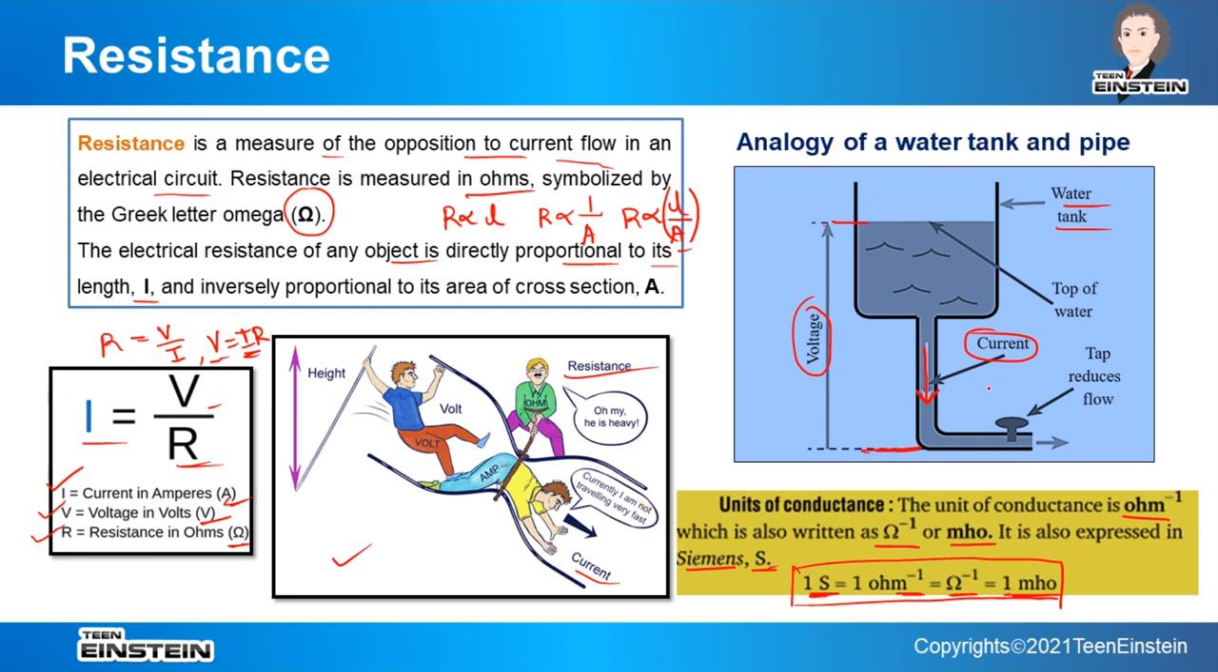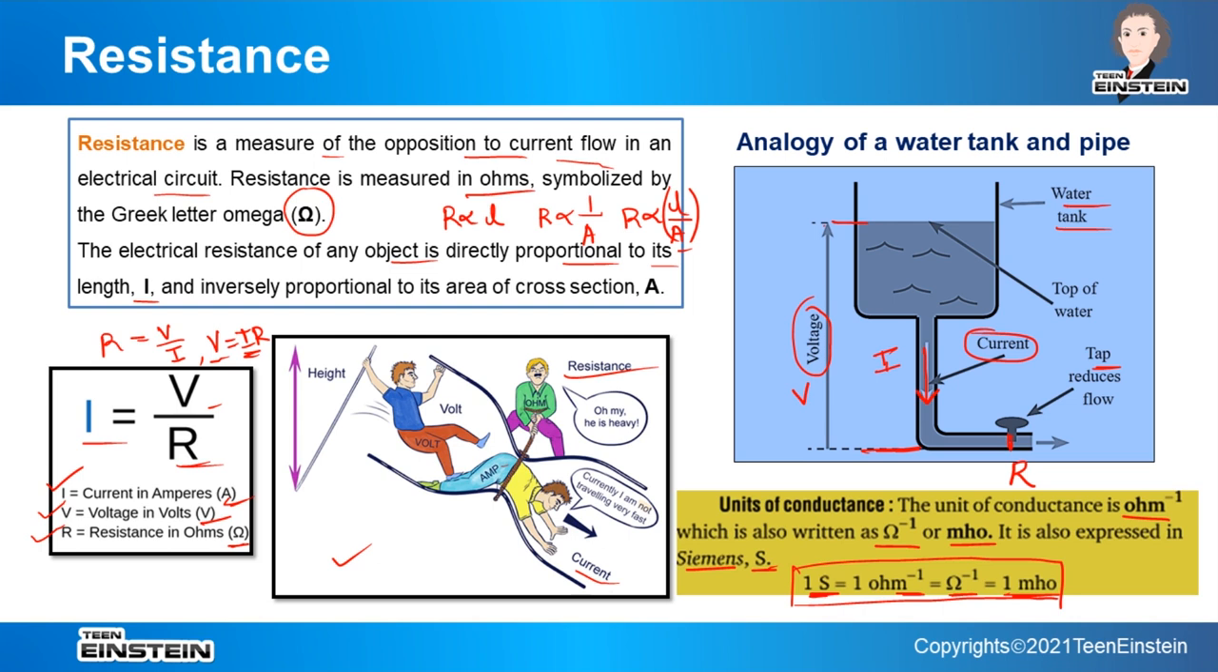And what is resistance here? So suppose we have a tap here, so we can control the flow of water. So if the tap is fully open, that means there is no resistance. But if the tap is completely closed, that means resistance is at maximum. So this is actually resistance, this is voltage, and this is current.